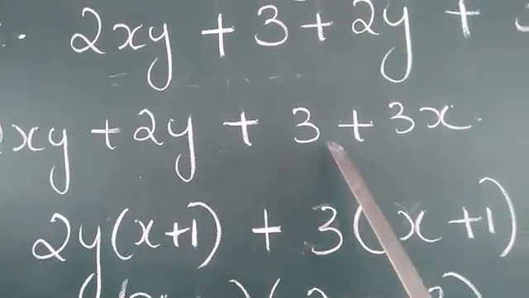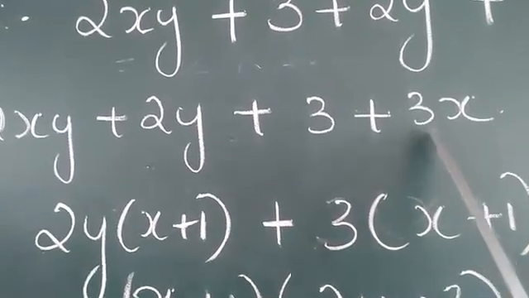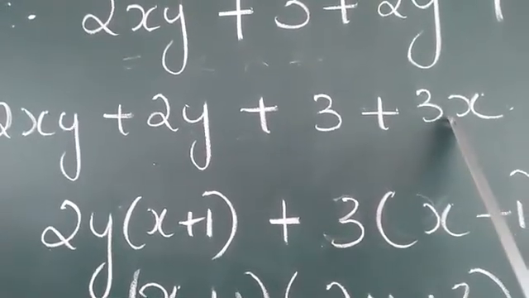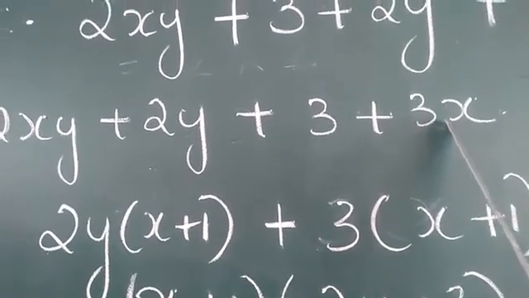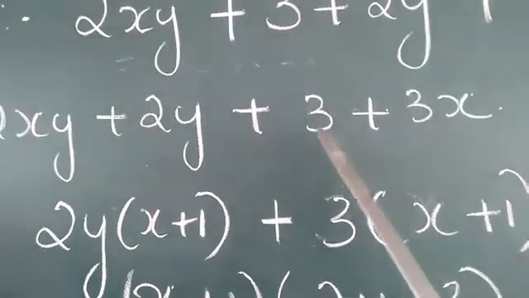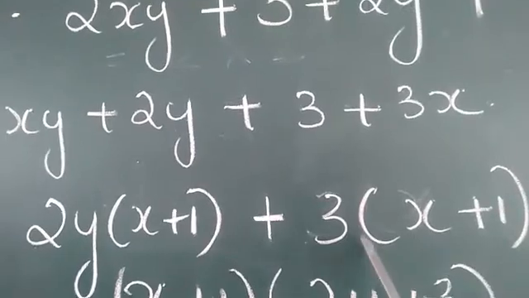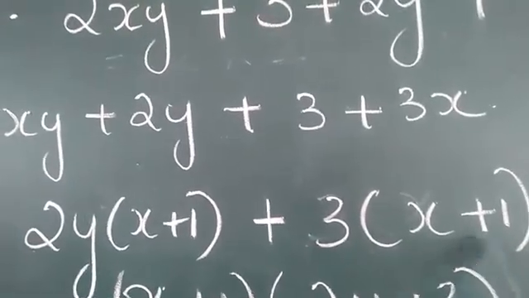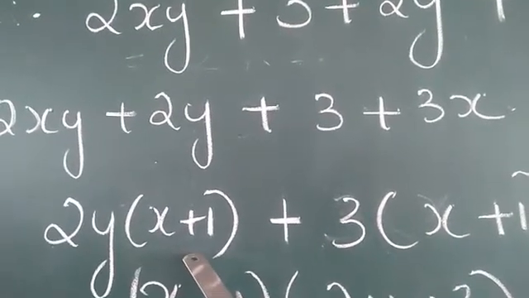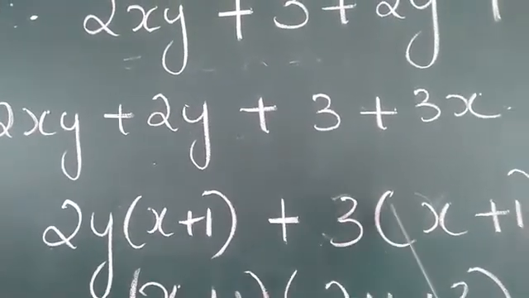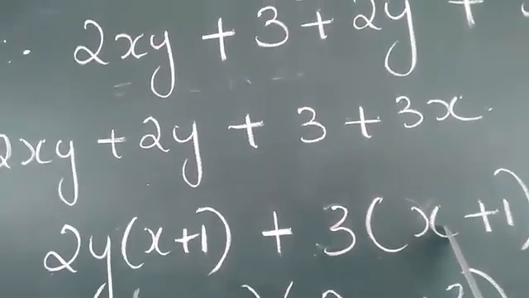3. Both of these two terms have the common factor 3. But here this 3x we consider first. So 3x, x is here, plus this 3 will have remaining 1: 3 into x plus 1. Why have we written 3 into x plus 1? Because here one factor is x plus 1, so we choose here also one factor as x plus 1.